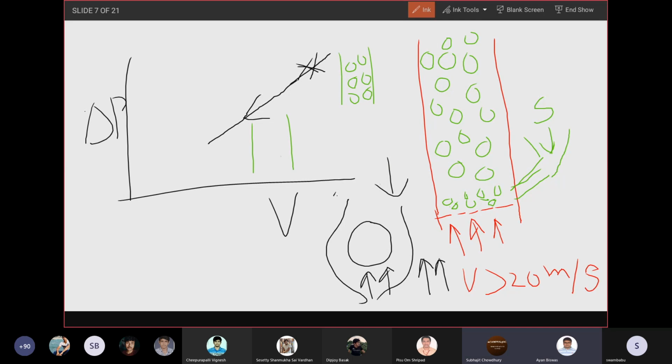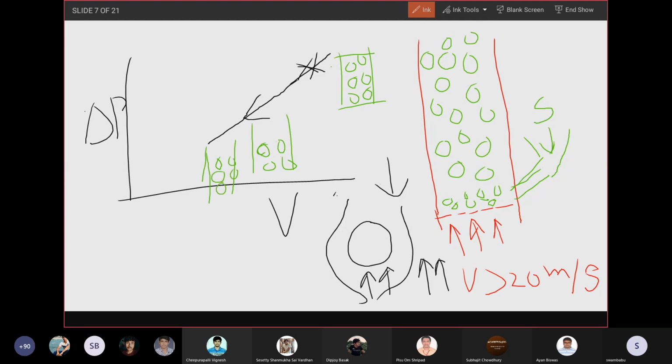So as we reduce velocity, let's say at this velocity, up to this height, the particles are moving. When the velocity is reduced, the height of the particles will reduce because they tend to settle down. At some point of time, the particles come so close.